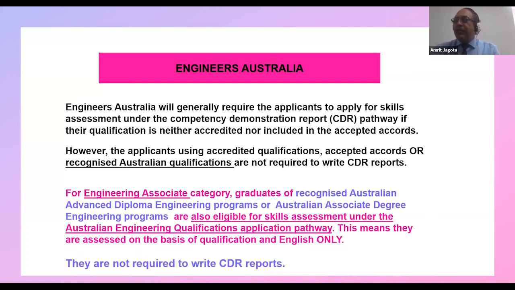For the engineering associate category, if someone has done an advanced diploma of engineering program or associate degree engineering program from an Australian institute, they do not have to write the CDR reports. So this is where the telecommunication and the civil construction design courses come in handy. Advanced diploma level is accepted by Engineers Australia, with no CDR report writing. You do not have to do any extensive work experience, like 1 year or longer, as for other assessing bodies. So it's pretty much a very smooth journey forward. Next screen, please.